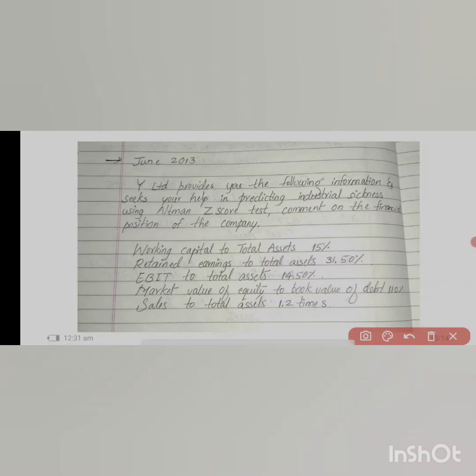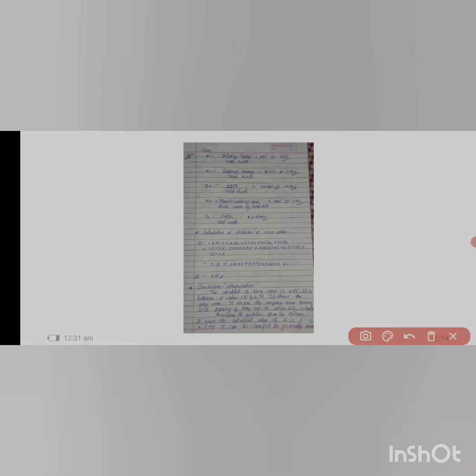Okay, see how to solve this. X1 value is 15%, which is already given in the question. Working capital to total asset means working capital divided by total asset. The presentation of the question is something different, but we studied the same thing and it has been repeated here. That's why I'm not going to explain it thoroughly. X2 value is 0.315, x3 is 0.145, x4 is 1.105, and x5 is 1.2 times. Okay, so we have to put all these values in the Altman z-score function to get the z value.